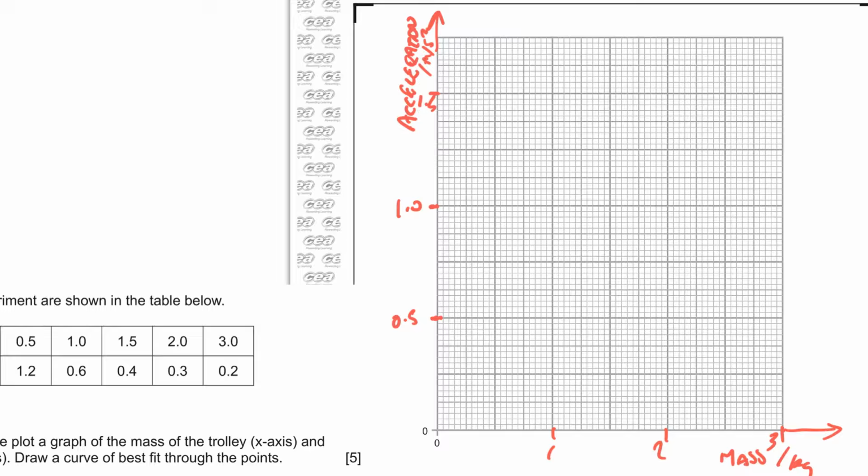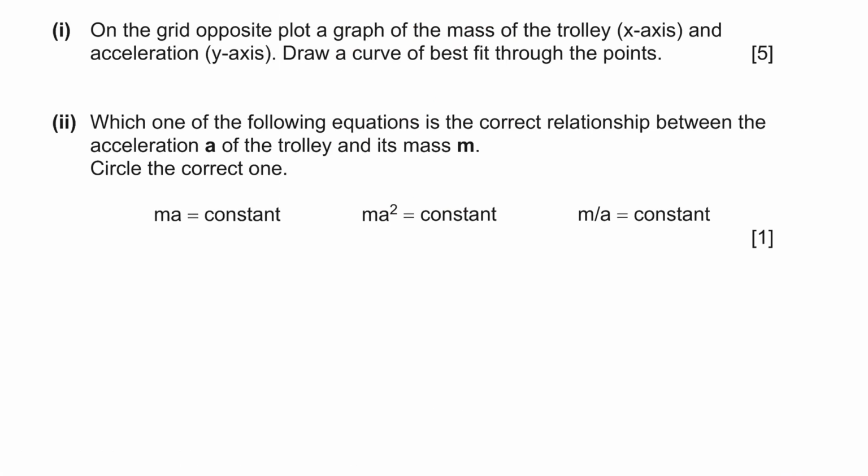And now we have to plot a curve through those. So we end up with something like that. Last of all, we're asked, which one of the following equations is the correct relationship between the acceleration of a trolley and its mass m? Well, this is Newton's second law, which is F equals ma, and F is a constant. So it is going to be this one, because F equals ma and F is constant in this experiment. So we've got a constant equal to ma.